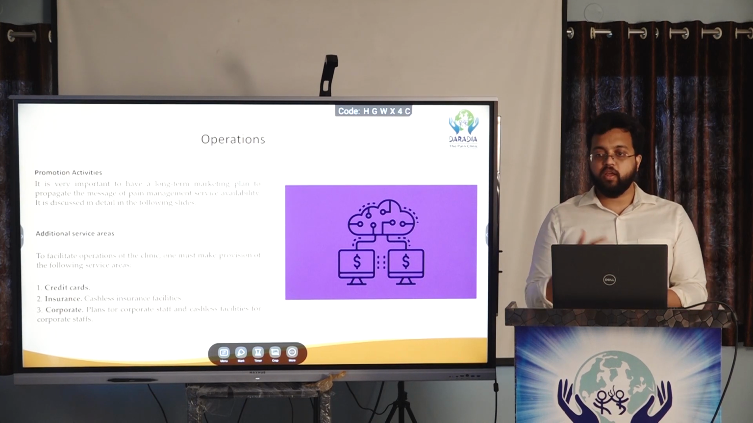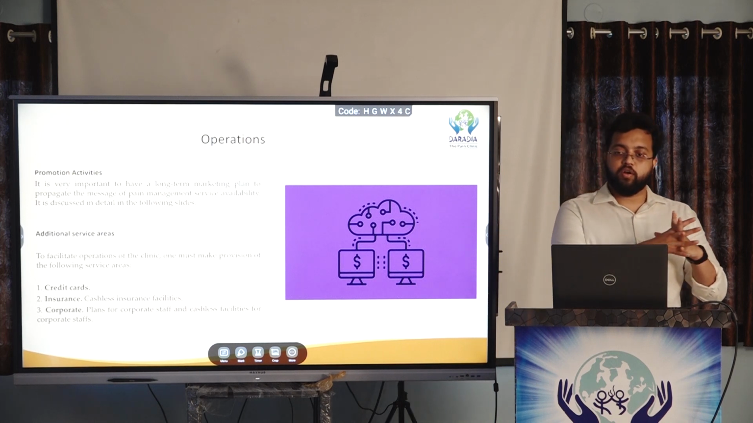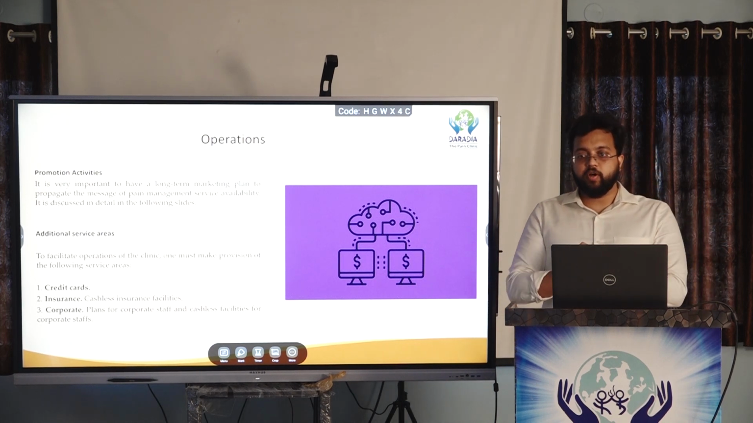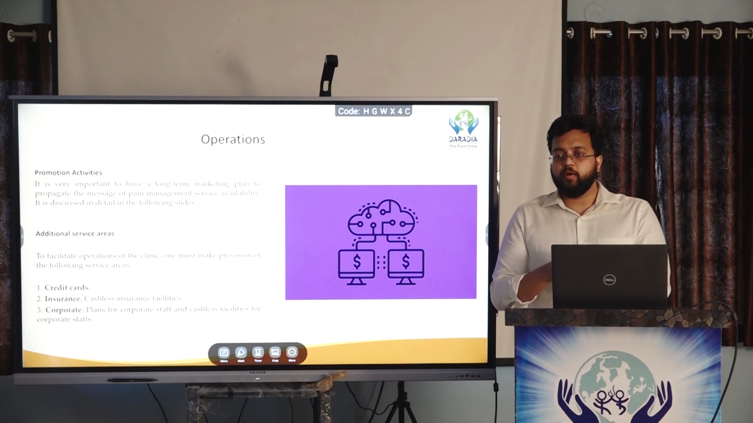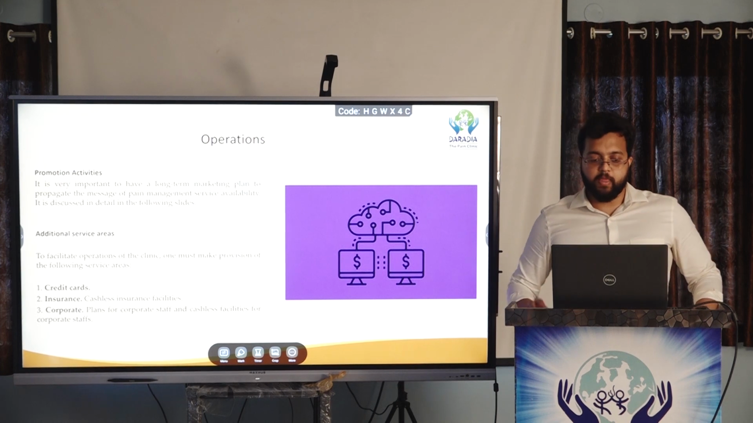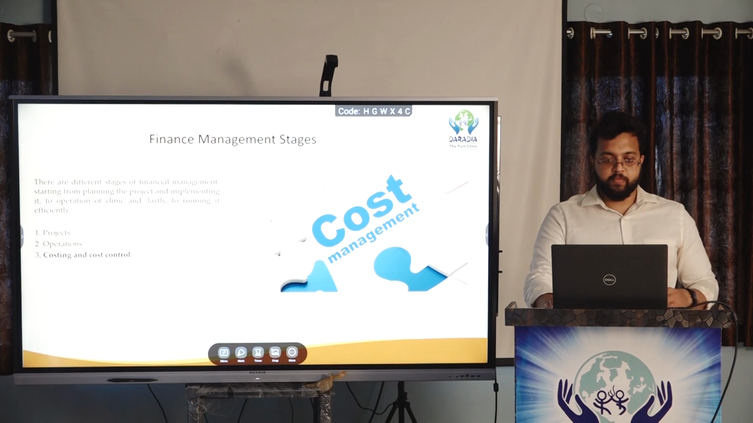Are credit cards working? Do you have special packages for corporates, right? So if you're in a city or a growing township, there'll be a lot of corporates that might want to tie up with you for general services. So having those special plans for corporates also becomes important here, right?